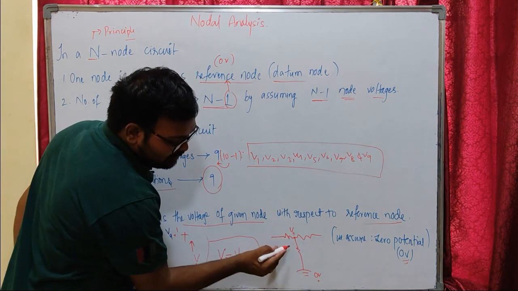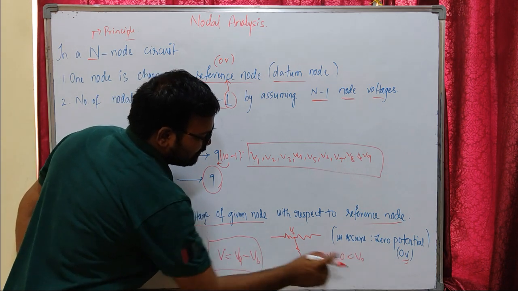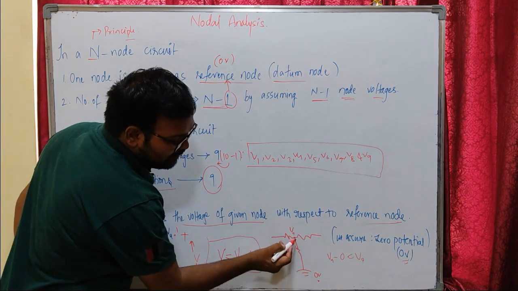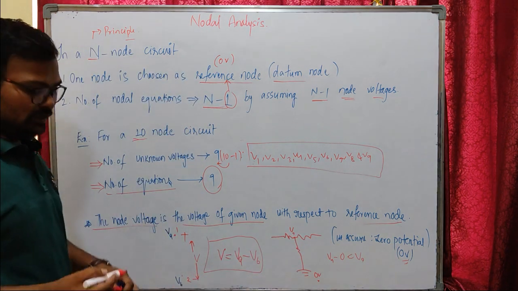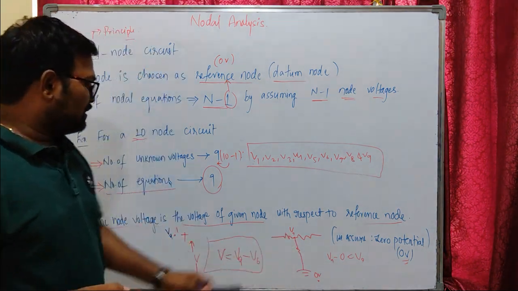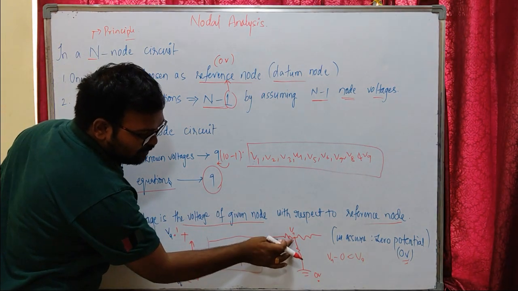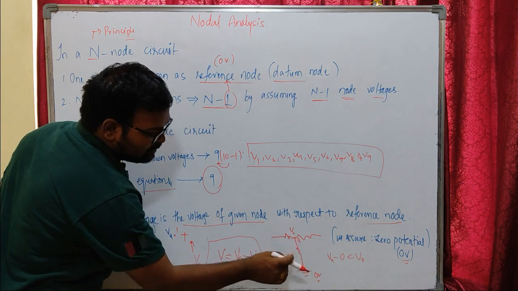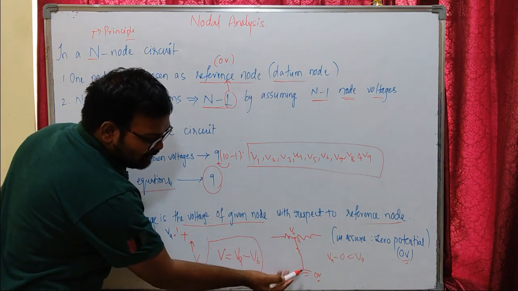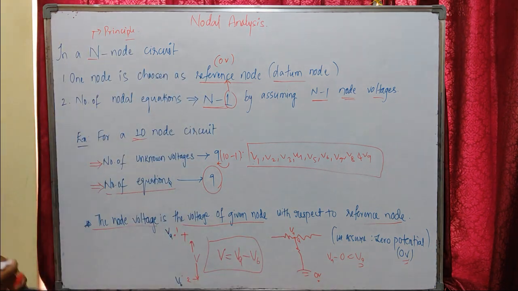So what is the voltage between VA and 0? That will be VA minus 0, which is nothing but VA. So the voltage assumed at this node will be the same as the node voltage, because the reference voltage is 0. Even if you subtract 0 volts, the same value remains. The node voltage is the voltage of the node with respect to 0 potential. For node A, the voltage with respect to 0 volts is VA minus 0, which is nothing but VA. So that is about node voltage. Let us take one problem so we can understand it better.